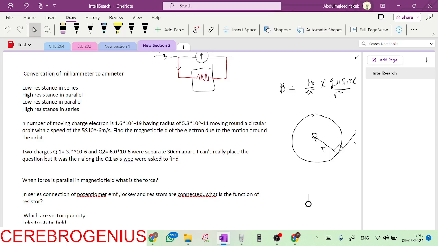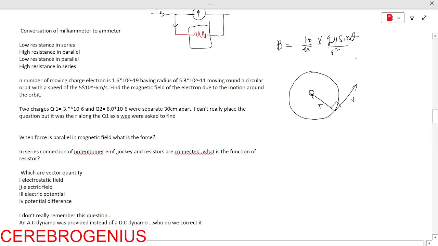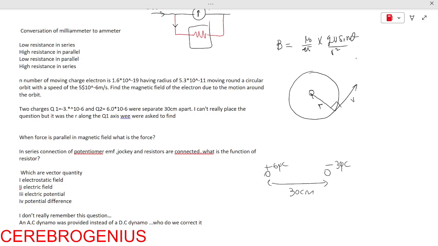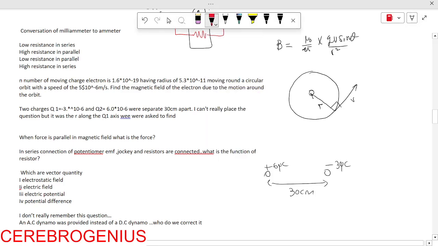So the first one is negative, the second one is positive. You have positive, you have negative. So the positive one is 6 microcoulomb, the negative one is minus 3 microcoulomb. The distance between them is 30 centimeter. So where are we going to have the resultant field to be zero? The resultant field would be zero along the line connecting them, but outside of the two charges. So this is the line connecting them. So it will be somewhere around here where the resultant field would be zero. So this distance is r.